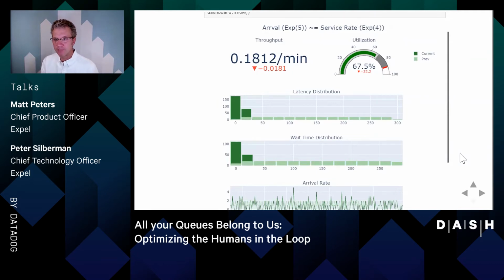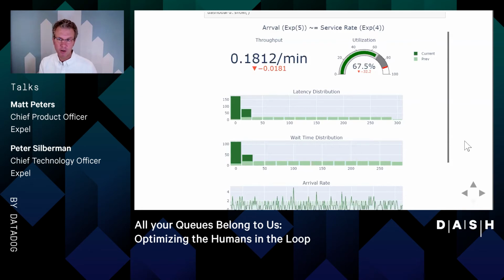So there is a little bit of time where a server might be idle waiting. When we look at the latency distribution and the wait time distribution, the other thing that we're doing in the dashboard is we're actually plotting this against the previous run. So if you look at the light green bars, that's the run that we had before where the system was blowing up. And basically the latency stretched all the way out to infinity because as more and more stuff stacked up, there were longer and longer waits.